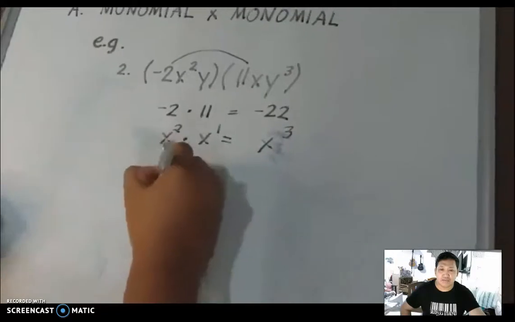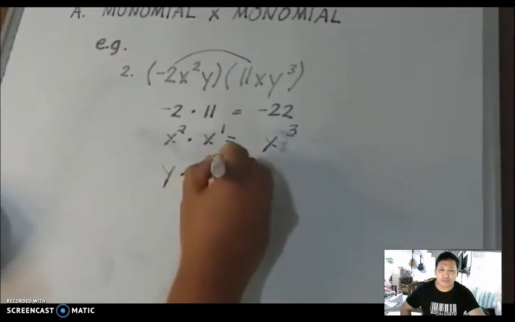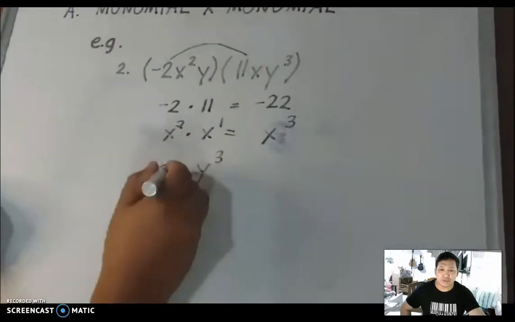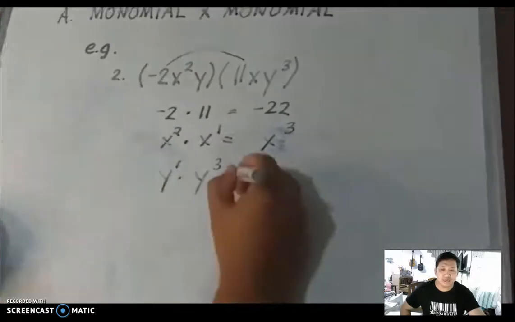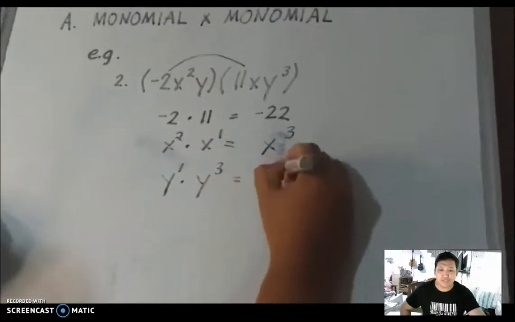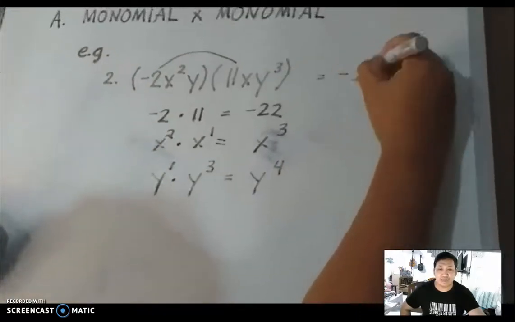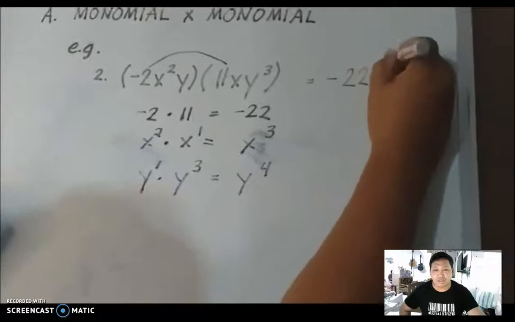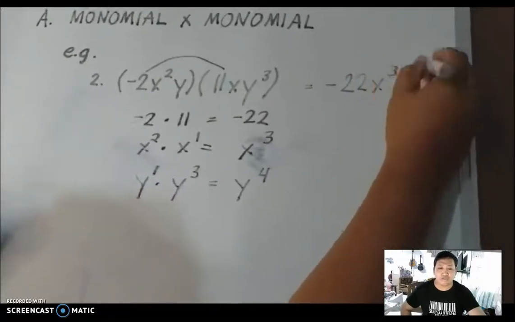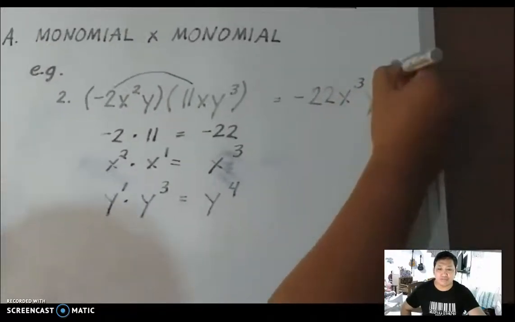Then for y, we have y times y cubed. Again, put the exponent 1. And therefore, we'll have 1 plus 3, y to the 4th power. And the final answer will be negative 22 x cubed y to the 4th. And box the final answer.